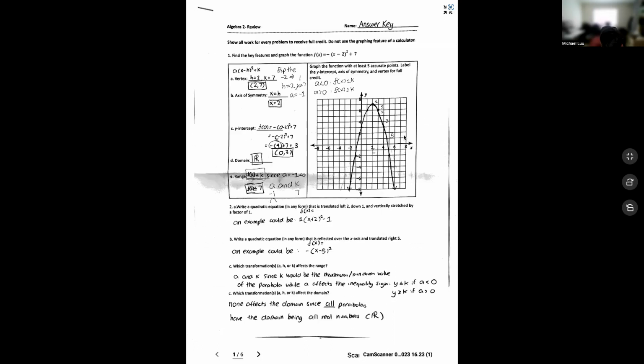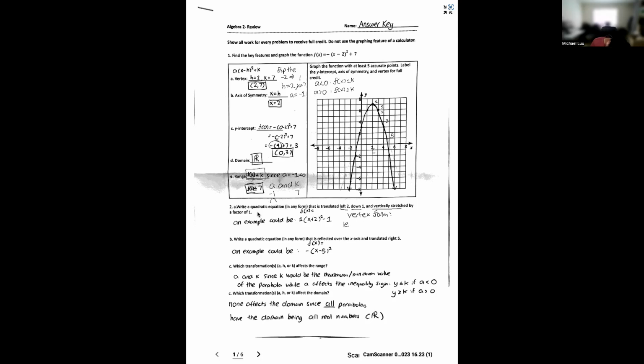With this, we can move on to 2. It says write an equation in any form that is translated left 2, down 1, vertically stretched by a factor of 1. So that's a lot of words, and definitely it's kind of hard to figure out. But one thing that you can do is that you have to translate these words into values, right? So I have to figure out what left 2, down 1, vertically stretched means, and how this relates to the vertex form, because if it talks about this, it basically wants vertex form.